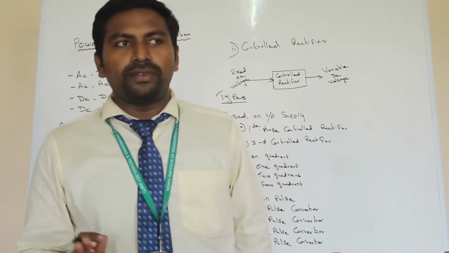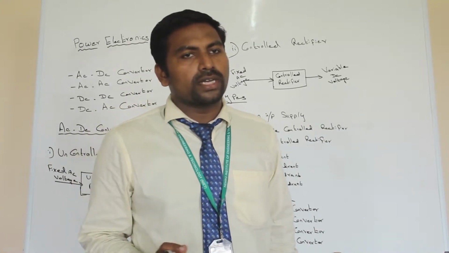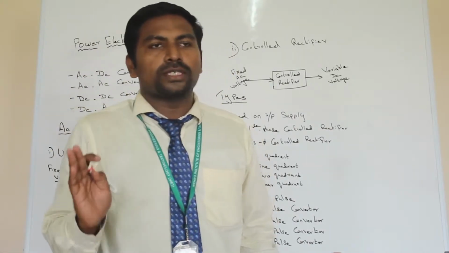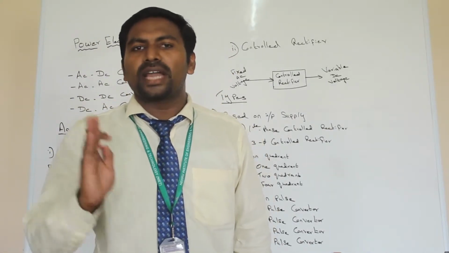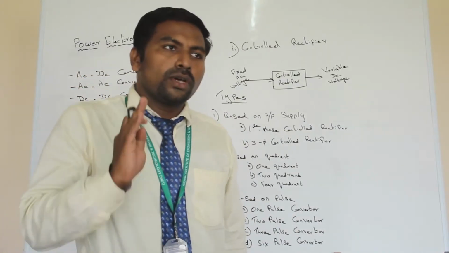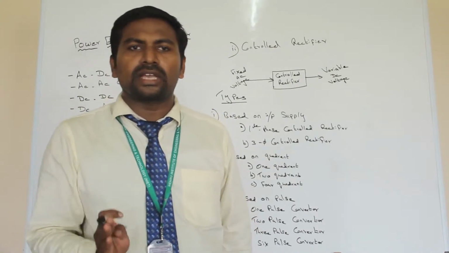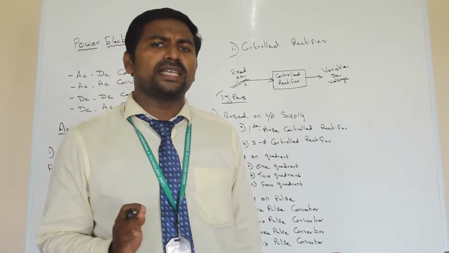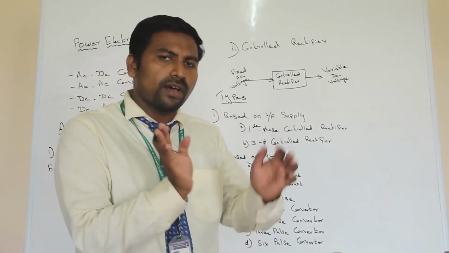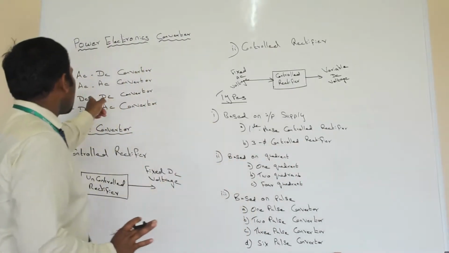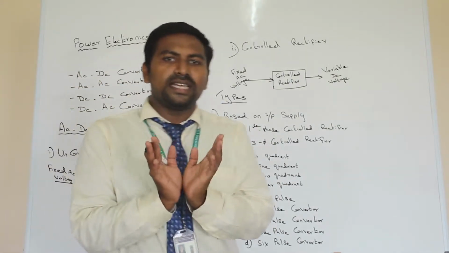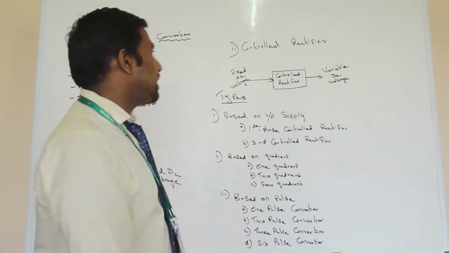The third type of converter we are going to study in this power electronics subject is the DC to DC converter. In most of the applications we are using a DC supply as the input voltage. Some of the applications require a variable DC voltage as the input supply. So for producing the variable DC voltage for some specified applications, we require this type of converter, that is the DC to DC converter. It converts the constant DC supply to a variable DC supply.